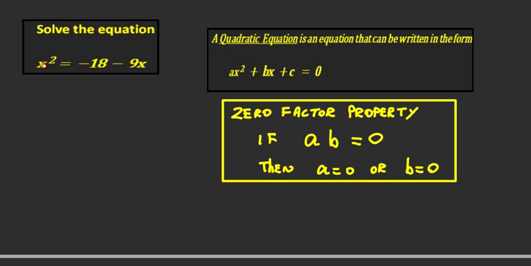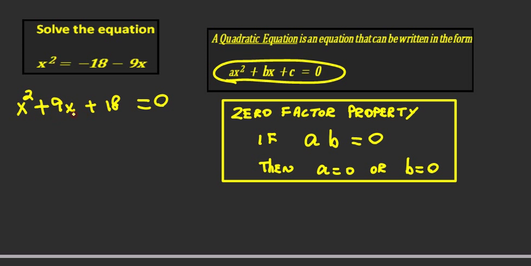Alright, so we want to first put the equation that we're given into this form here, which means move everything to the left and have 0 on the right. Now what we want to do is add 9x to both sides and add 18 to both sides. And when we do that, we get x squared plus 9x plus 18 is equal to 0. And it's important that we write it in descending order. So the x squared first, and then the x term, and then the constant, just like it shows here.